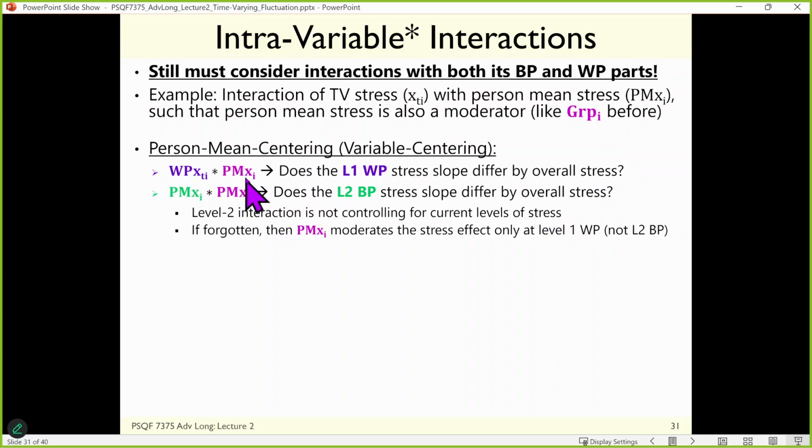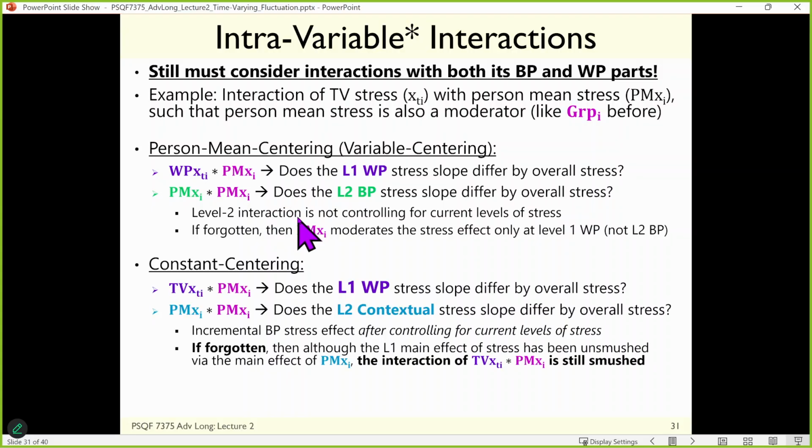Like if person mean X in pink here is the moderator, just like group was, and I have it interact with both of them, this creates a squared term. So we will see that next week when we start talking about accelerated designs a little bit more. Under constant centering, we would need the squared term for sure to unsmush the cross-level interaction.